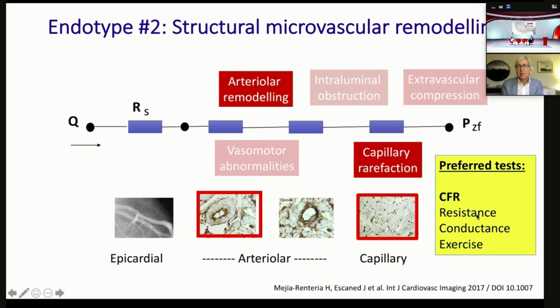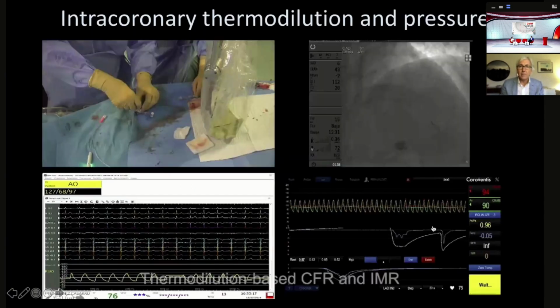But the fact is that the way of diagnosing this, I showed you how to do it with exercise, but you can do it, of course, with coronary flow reserve, which will show a reduced dynamicity of the coronary microcirculation, and by measurements of resistance, because the conductance, the inverse of resistance, will be impaired in these circumstances.